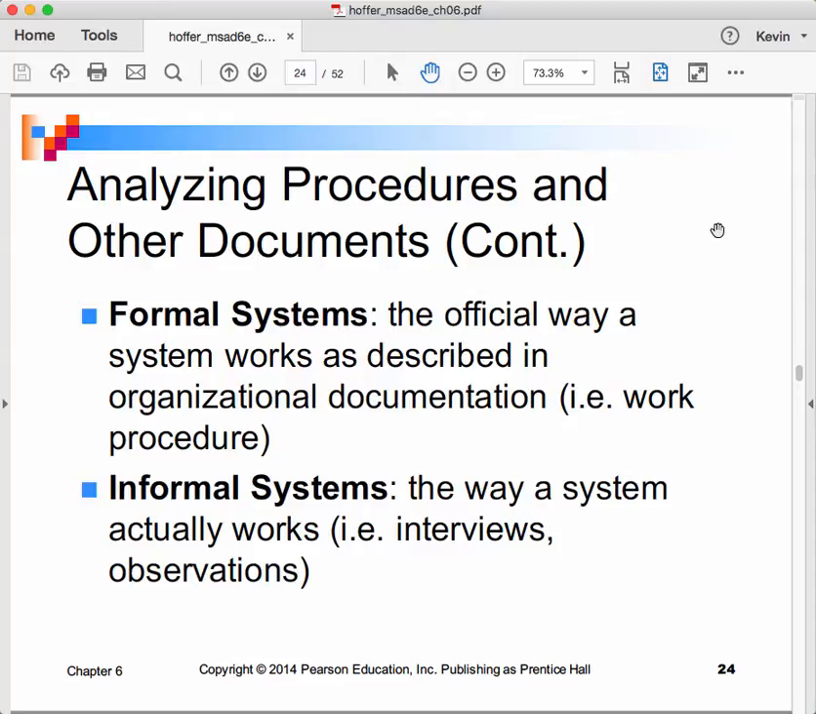So sometimes you might have formal documentation that says it happens one way, and when you really talk to people in interviews and with observations, you can find out that informally they do it a whole different way. So that distinction is important. You want to know the way it's actually done.